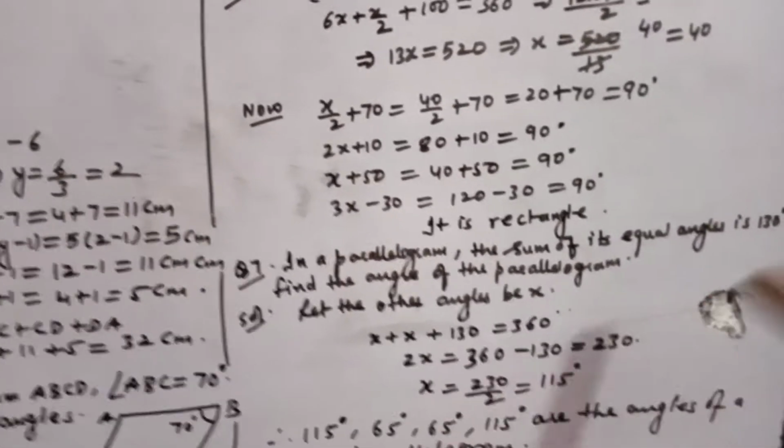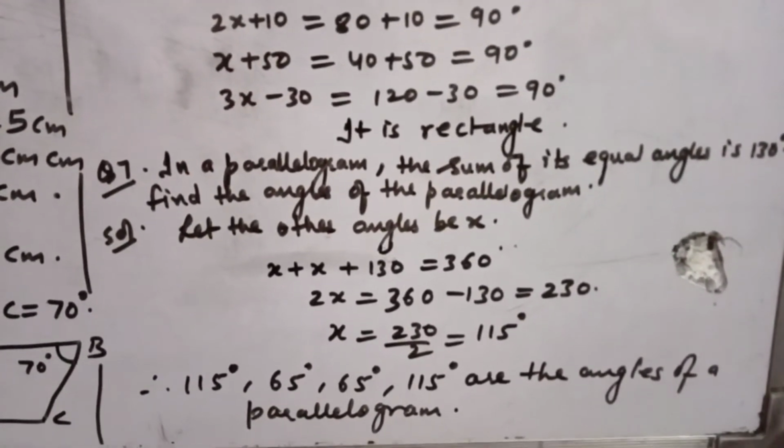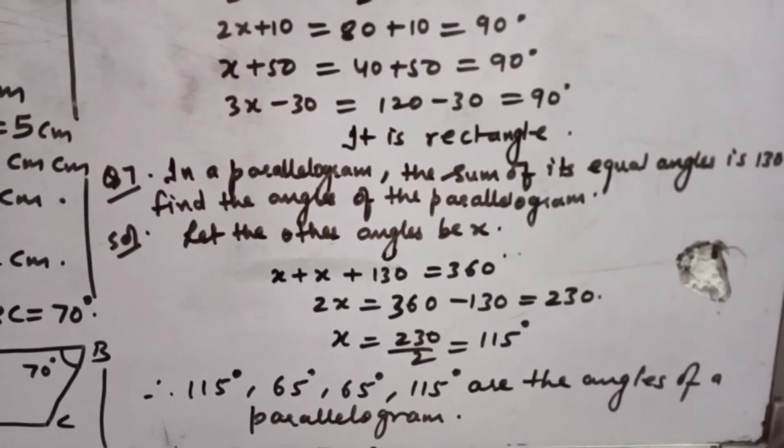Question number 7. In a parallelogram, the sum of two equal angles is 130 degrees. Find the angles of the parallelogram. Let the other angle be x.